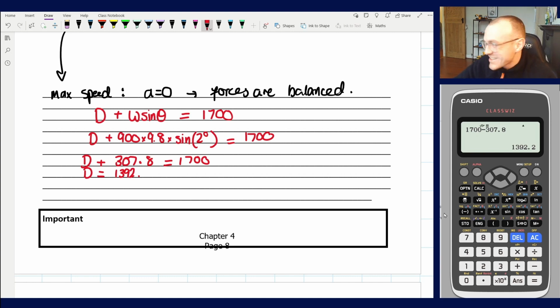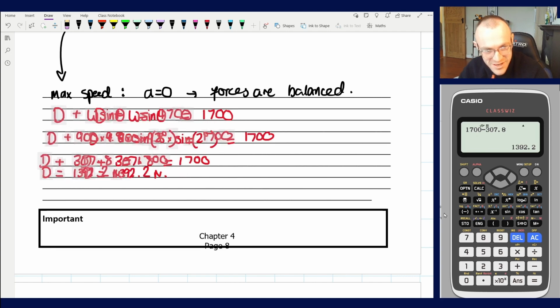I'll move him now. I'll cut this bit out. Okay, that is my driving force. Let's make a bit more space. Stuck it over there.